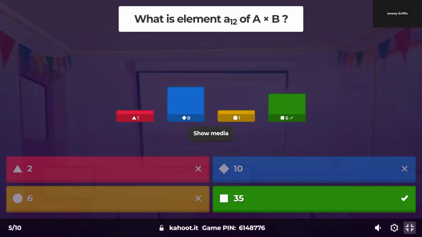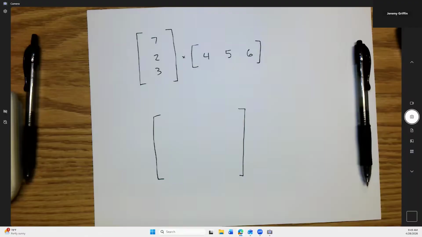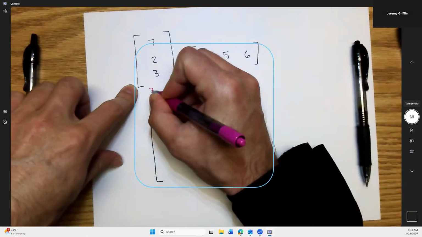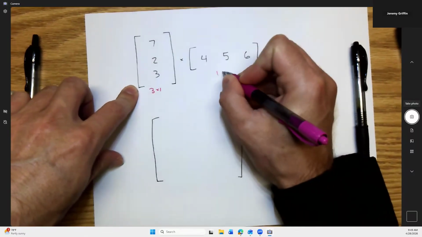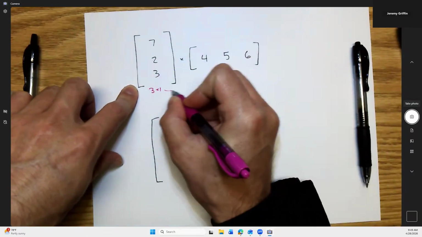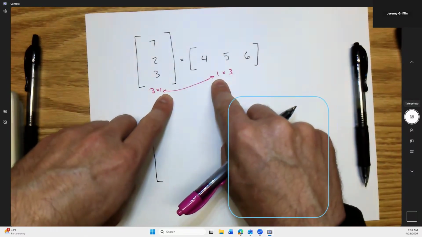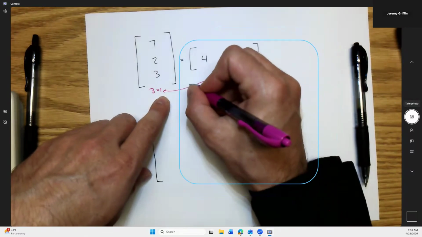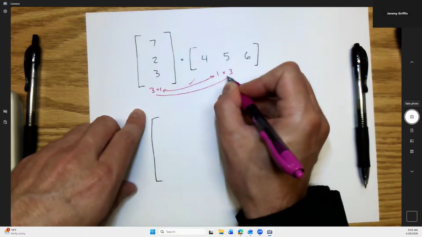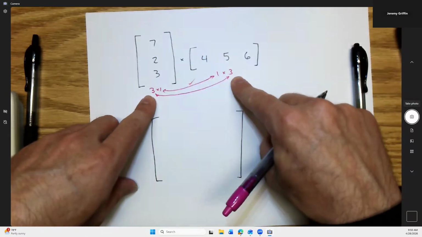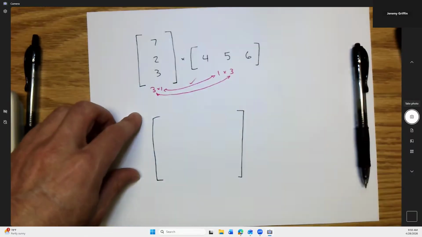All right, let's multiply these out here. So this is a 3 by 1 matrix, and this is a 1 by 3 matrix. Now, the fact that these match, does that mean you're allowed to multiply these matrices together? But the resulting matrix is going to be a what by what? 3 by 3.